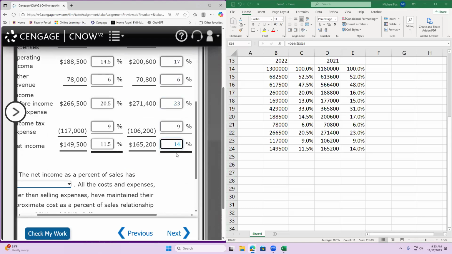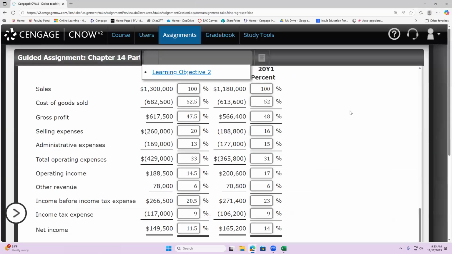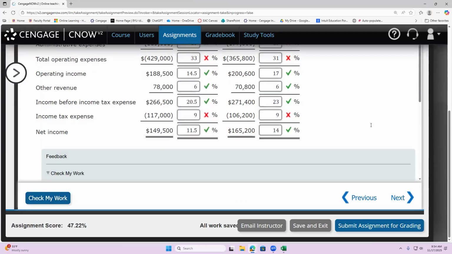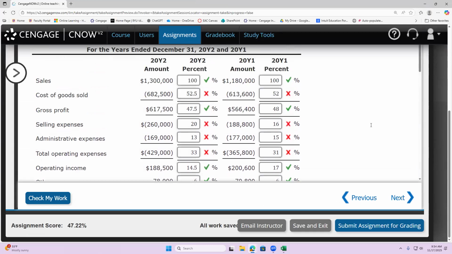Whoops. Oh, now it wants them as negatives. Oh, you're annoying, Cengage.